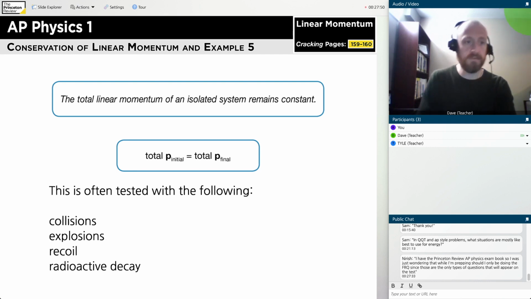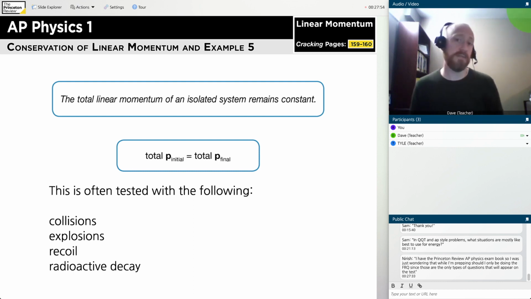So certainly for your test, though, collisions, and you'll see this if you go back through the past exams that the College Board publishes on their website. You'll see collisions really common when we see momentum being tested. But there's some red flags, right? If we see something like this happening within a question, we can think about using conservation of momentum.